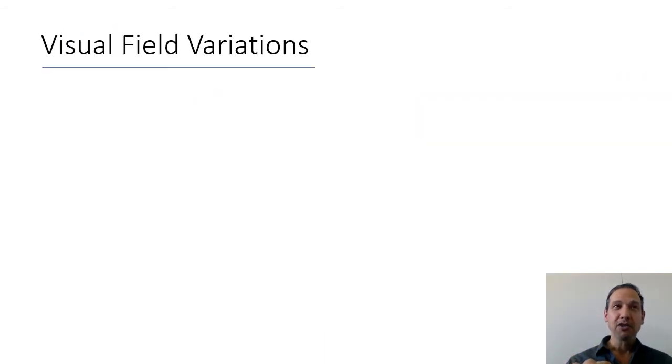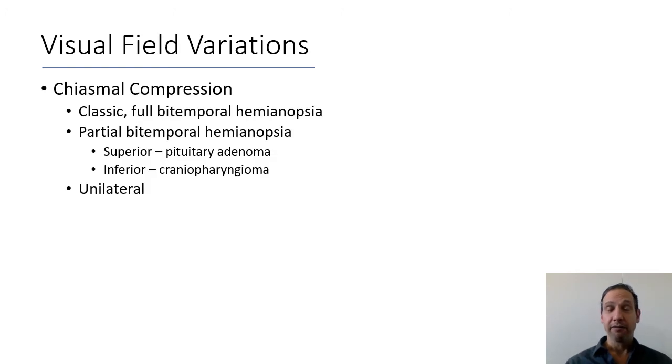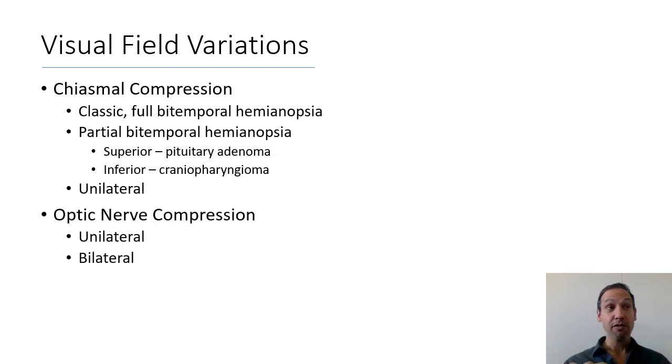And so it's extremely important for us to be attentive to the fact that there are going to be variations of visual field abnormalities. We can have visual field defects from chiasmal compression, and that might be the classic full bitemporal hemianopia, but it might also be partial. And that partial variant might be superior because it's a pituitary adenoma. It could be an inferior bitemporal hemianopia because of superior compression from a craniopharyngioma, and it might be in one eye or in both eyes.